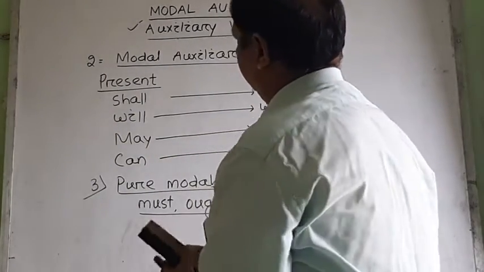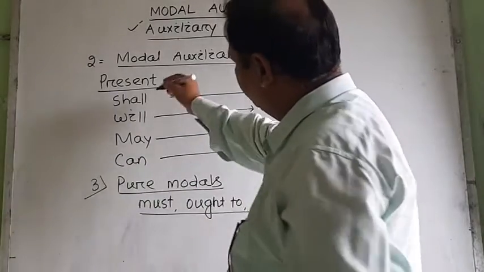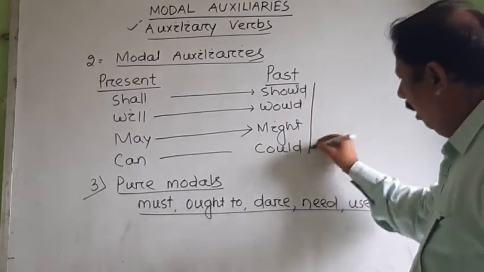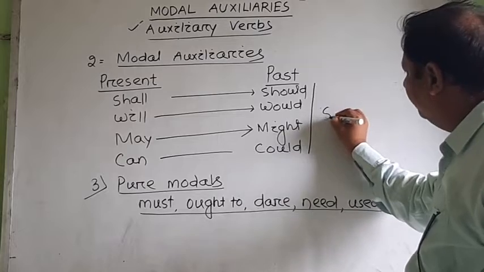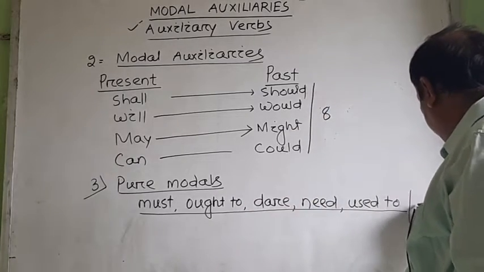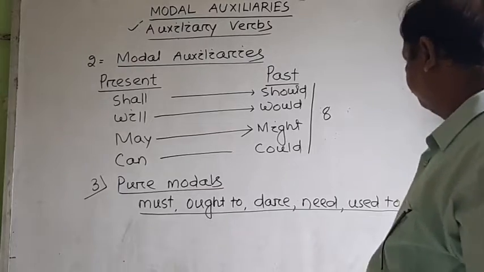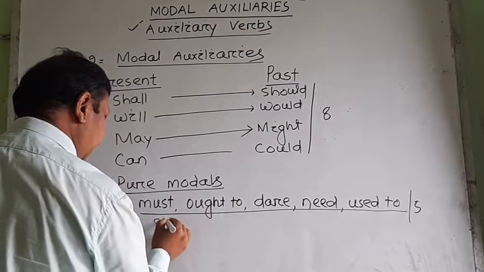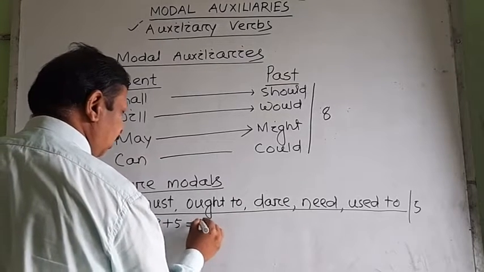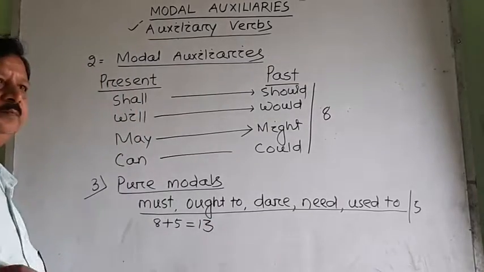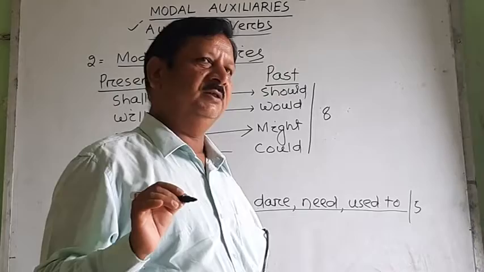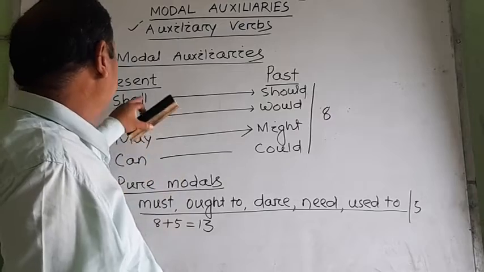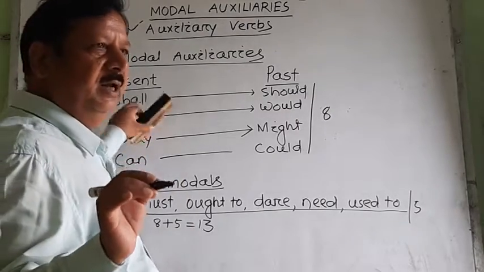You know that these are shall, will, may, can and their past forms should, would, might, could. Their number is 8. And these others, their number is 5. So as far as the modal auxiliaries are concerned, 8 plus 5 is equal to 13. So there are 13 modals in English grammar. And today, we shall learn the individual use of each and every modal.